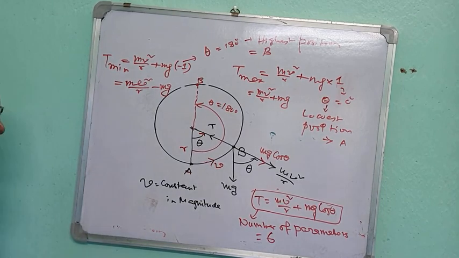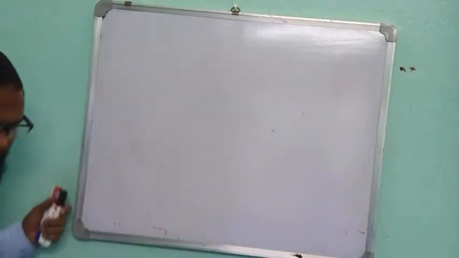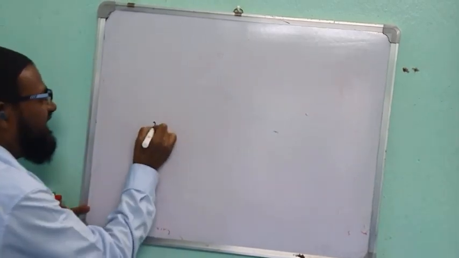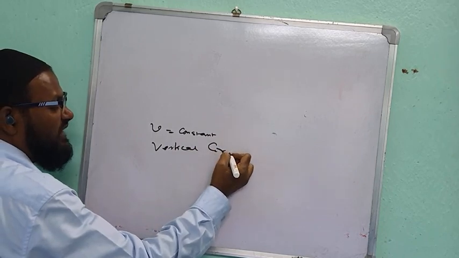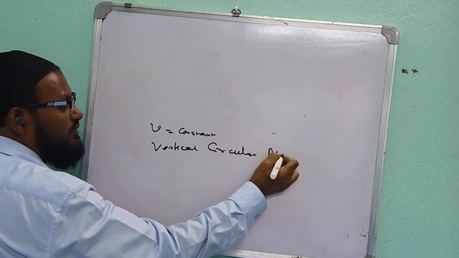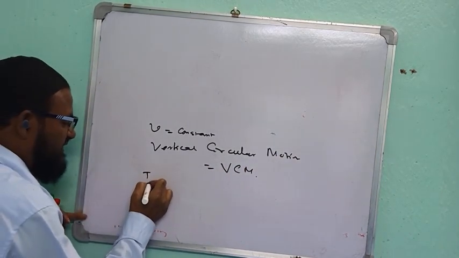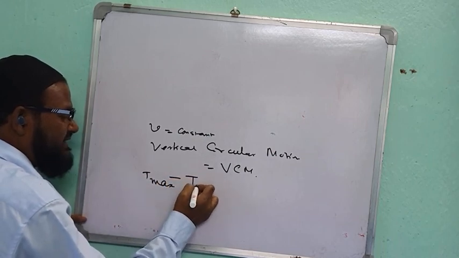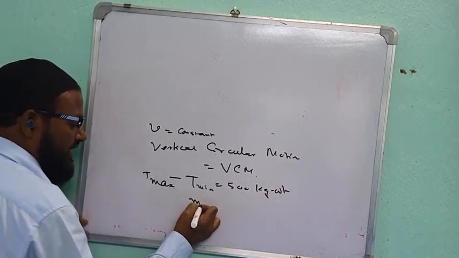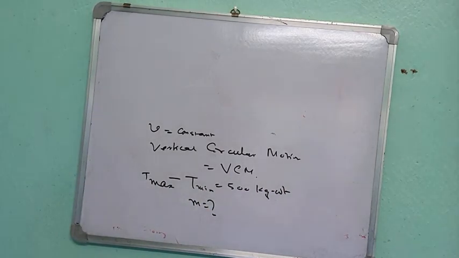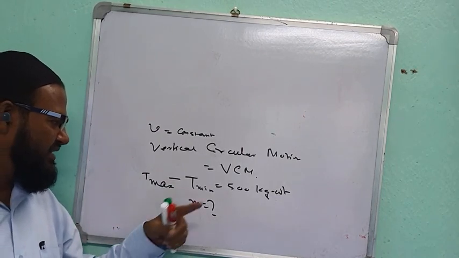Okay, now I am giving one question. That is very important. Please see it. The question is on vertical circular motion, VCM, with constant speed. T max minus T min is given as 500 kg weight. What is the mass of the body?